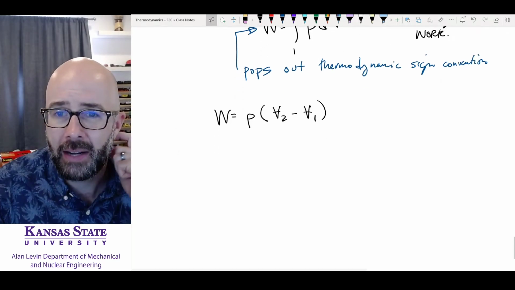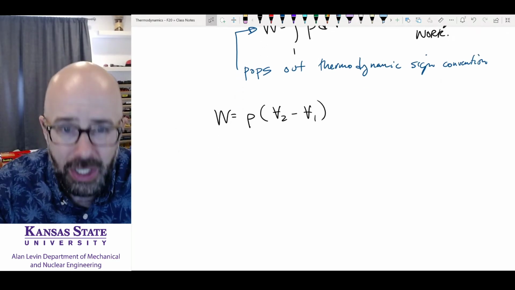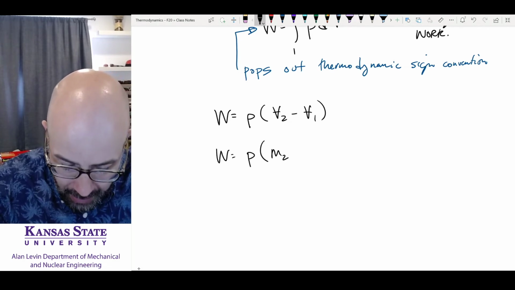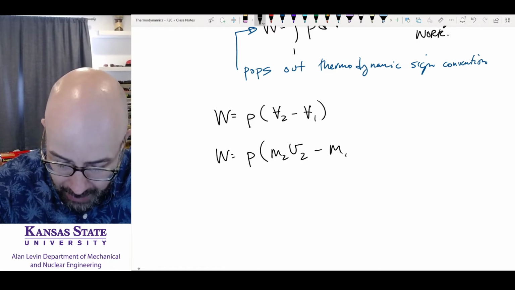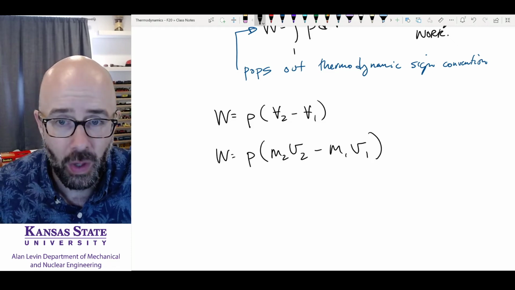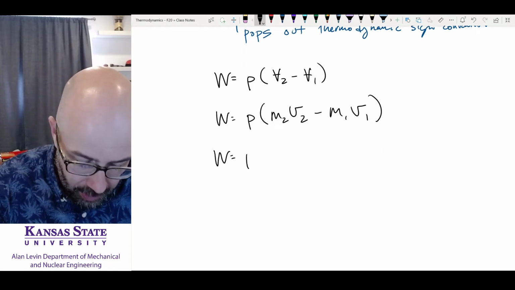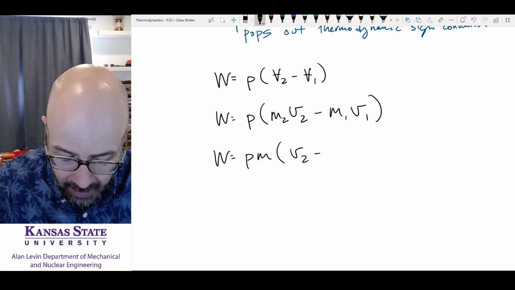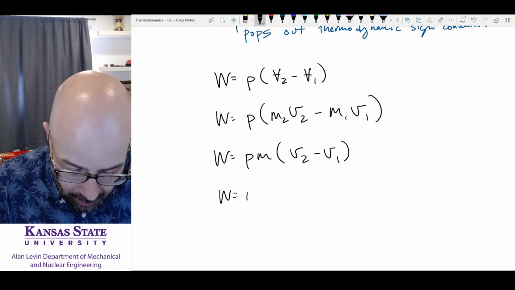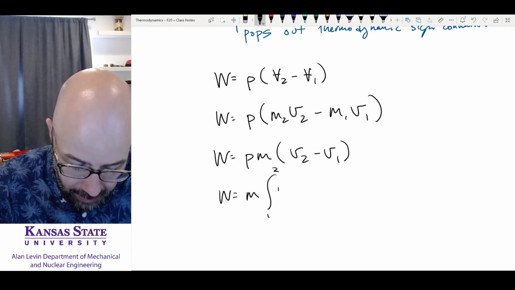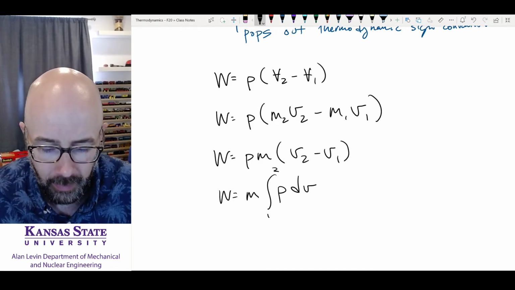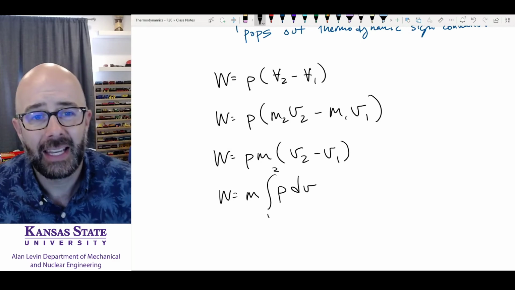Another way we can write this, instead of writing it with volume, is with specific volume. We could write work is equal to pressure times mass 2 times specific volume 2 minus mass 1 times specific volume 1. But since we're dealing with closed systems and mass 2 is equal to mass 1, we could write this as work is equal to pressure times mass times V2 minus V1. Or work is equal to mass times the integral from 1 to 2 of P d little v, the specific volume. That's another way to write about it.